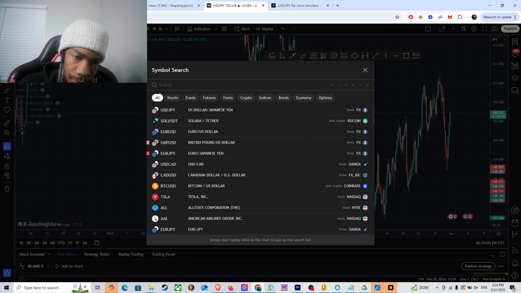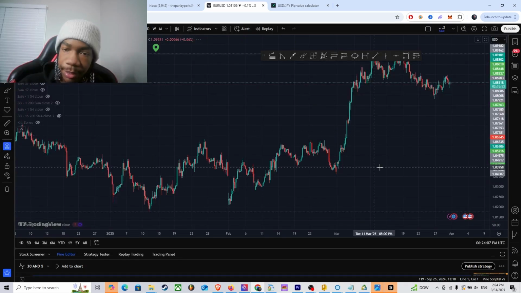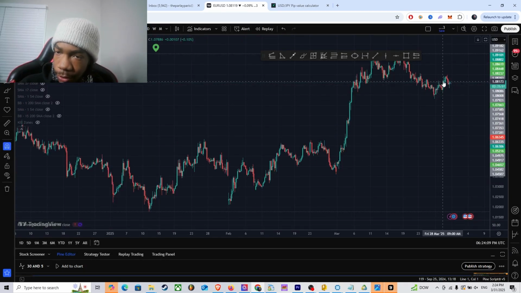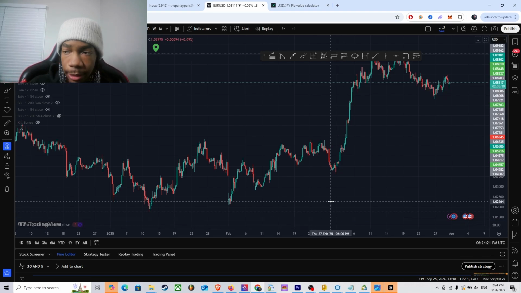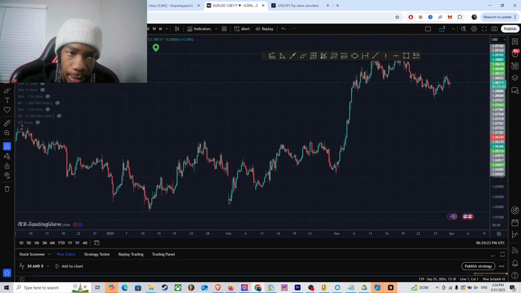But if you go to Euro USD, look how slow it's been moving this whole time. It's been moving really slow, and it consolidates a lot. So I think that's why the amount is different, because JPY does move faster. Even Euro JPY moves really fast. So I think that's another reason.